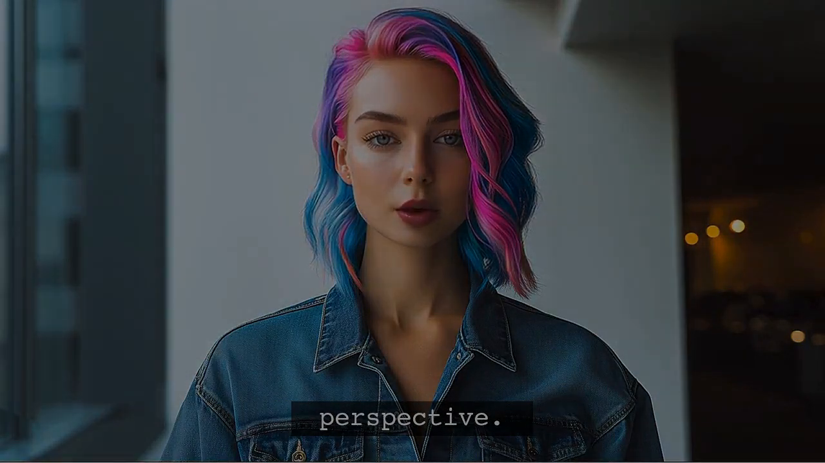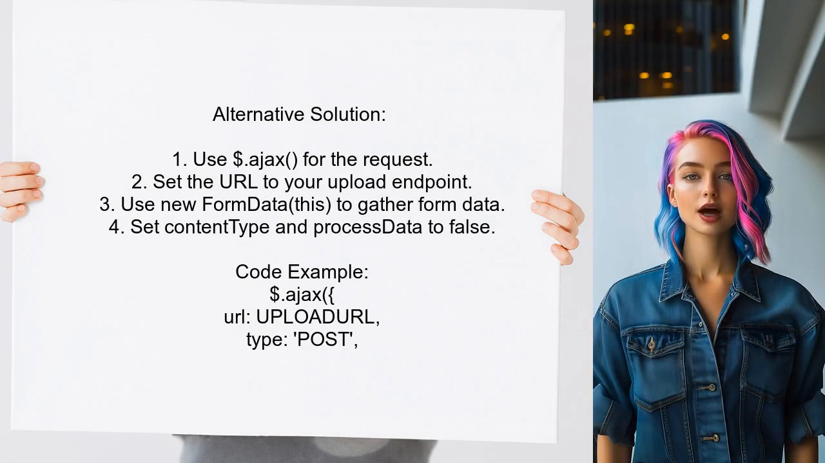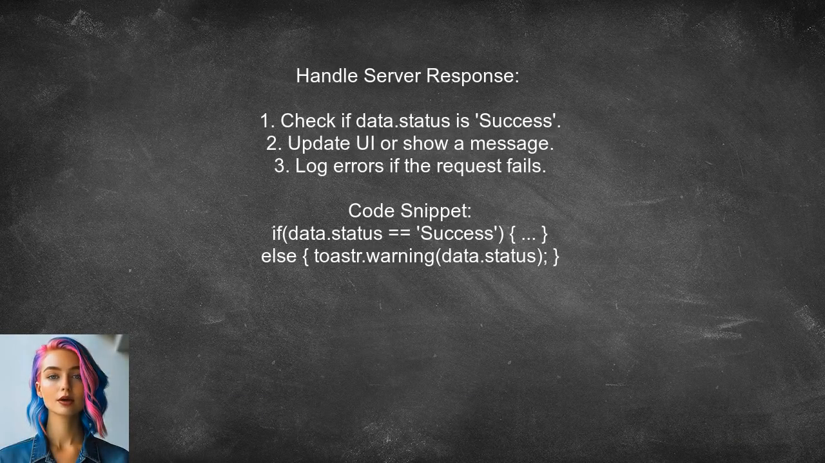Let's see another perspective. An alternative solution for uploading an image using jQuery is to utilize the Ajax method with form data. This approach allows you to send the form data, including the image, directly to the server. In the success callback, you can handle the response from the server. If the upload is successful, you can update the UI or display a message. If there's an error, you can log it and hide the loader.